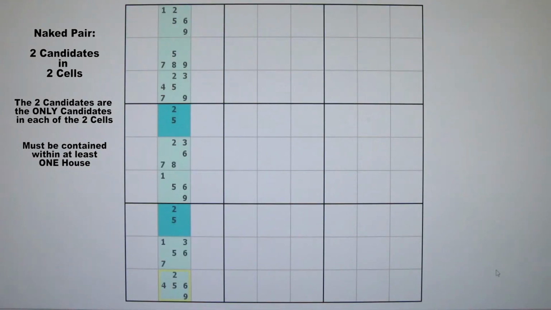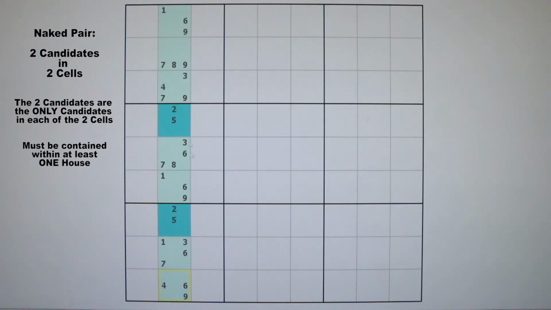Now next, we're going to take a look at the 2 and the 5 in column 2. And you can eliminate any candidate 2 or candidate 5 that lies in column 2 outside the two colored cells. So you can eliminate that 2 and that 5, and all the others in the column.